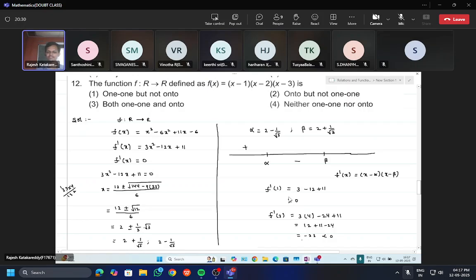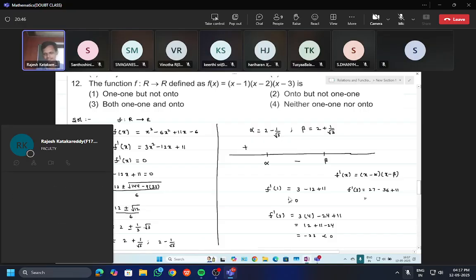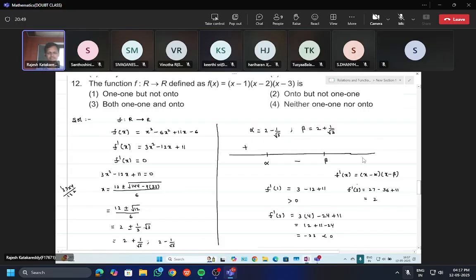Now next we are taking any value greater than 2 plus 1 by root 3. We can use 3 here. f dash of 3 will be equal to 3 into 9, 27, minus 12 threes are 36, plus 11 here. How much is this? We get plus 2, I guess. Plus 2 is again positive, right?